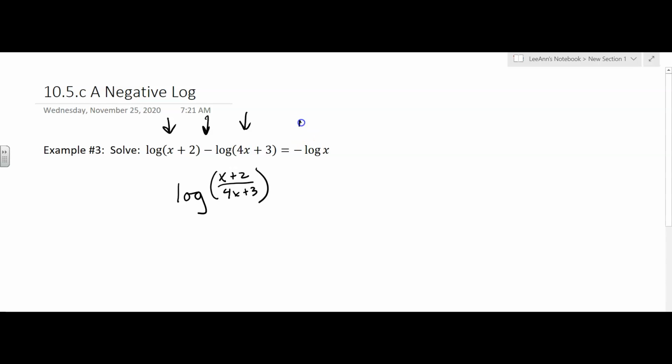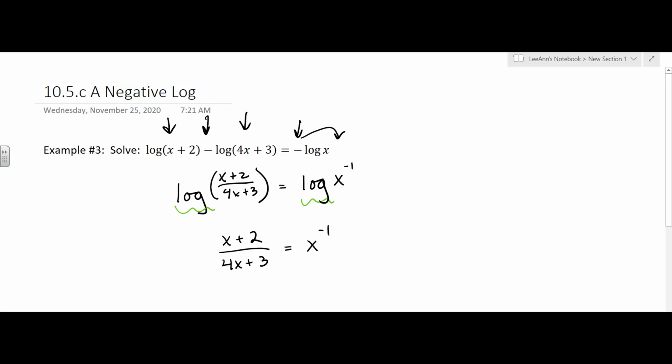On the right-hand side, we have a coefficient there of a negative 1. Well, I'm going to put the negative 1 back up. So it's going to look like log x to the negative 1. They both are log base 10, right? So you've got a common log here and a common log here. That means we can pop out those arguments. So I can say x plus 2 over 4x plus 3 equals x to the negative 1.